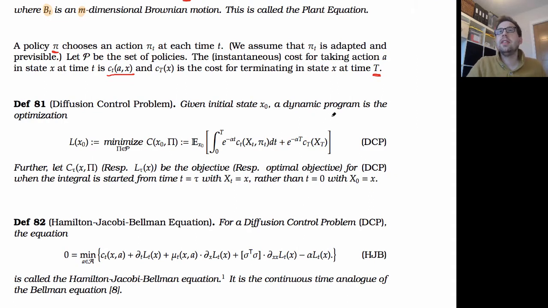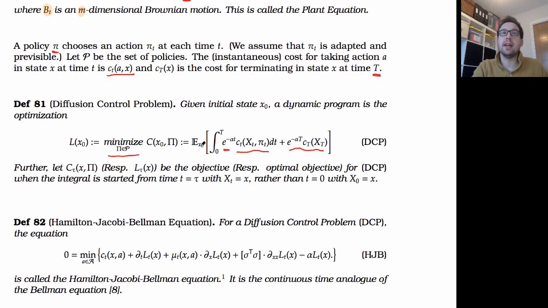It's very similar to before when we had our continuous time dynamic programs. We want to minimize over the set of policies the integral of the costs. That's the same as before, and we're going to discount, due to say interest rates and all the rest of it, the costs over time. So we integrate that with respect to time, and then we have the final termination cost here. Now the only difference is that we now have a random process, and so we want to average over the set of things that can happen.